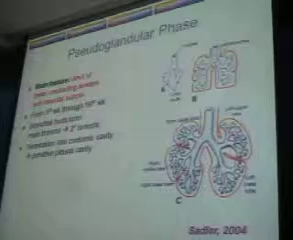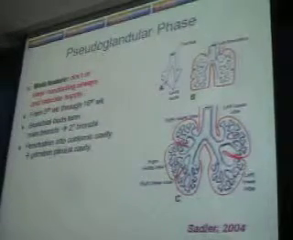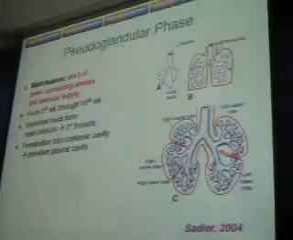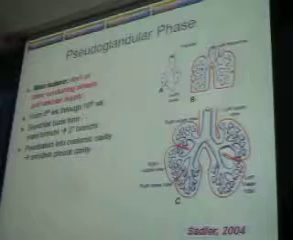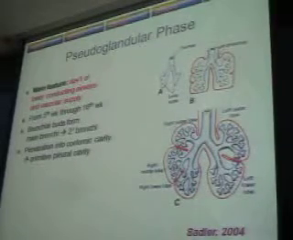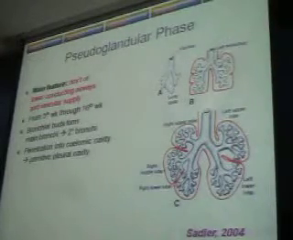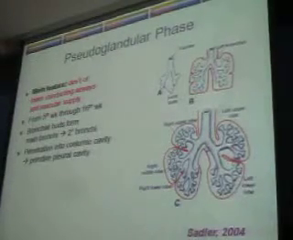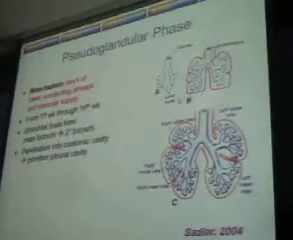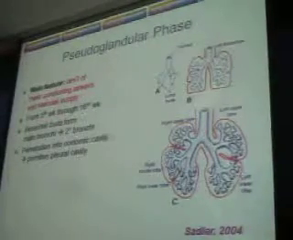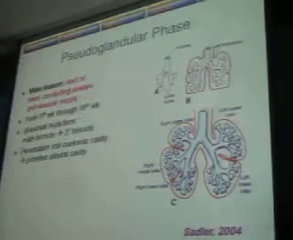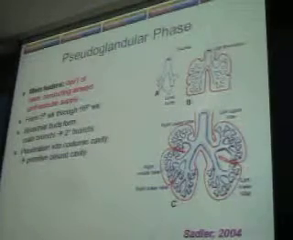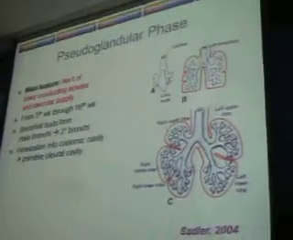After the embryonic phase, you go to the pseudoglandular phase, and the main feature here is the development of the lower conducting airways together with its vascular supply. This is at 4, 5, and 6 weeks of development. From the bronchial buds, you will have your primary bronchi, and then you will have your secondary bronchi. You have 3 on the right and 2 on the left.